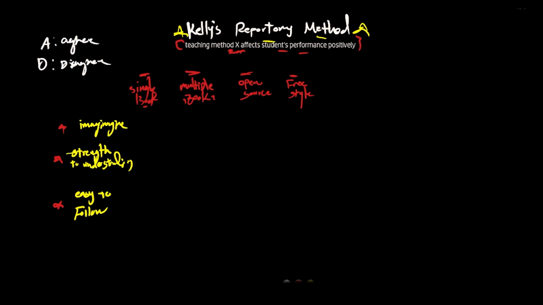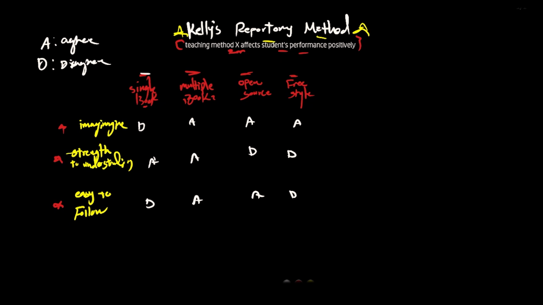So what happens when he reads about single book use? He thinks, for example, imaginative. Maybe you say, well, I disagree that a single book can do that. Multiple books, maybe I agree with that. Open source, maybe I agree. Maybe yes, I agree with it. After you finish, you find a kind of pattern is drawn out there.